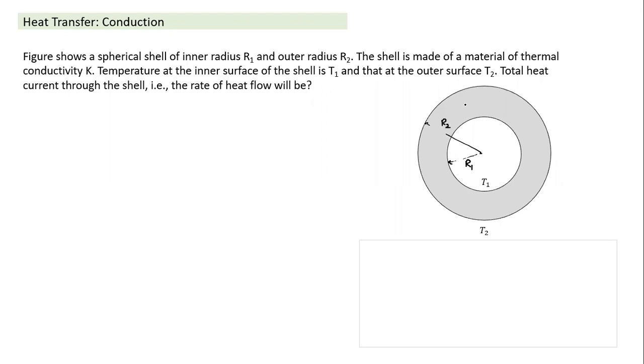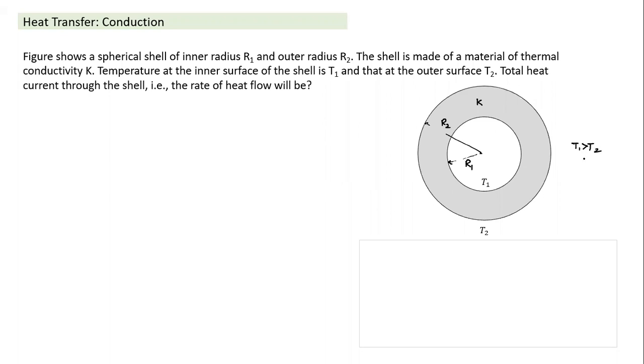And the shell is made of material of thermal conductivity K. So this is the shell here, shown in gray color. The temperature of the inner surface is T1, the entire surface is T1, and the outer surface temperature is T2, maybe exposed to atmosphere. What is the total heat flow rate through the shell? How would the heat flow if I assume that T1 is greater than T2?